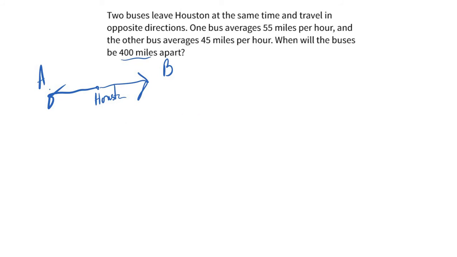Let's think about it. Bus A, here's a little equation we know: distance equals speed times time, or rate times time. So bus A, 55t is going to give you its distance. If I plugged in 1 hour for t, it'd go 55 miles. 2 hours, 110 miles, and so on. Well, bus B is going to be 45t, isn't it?